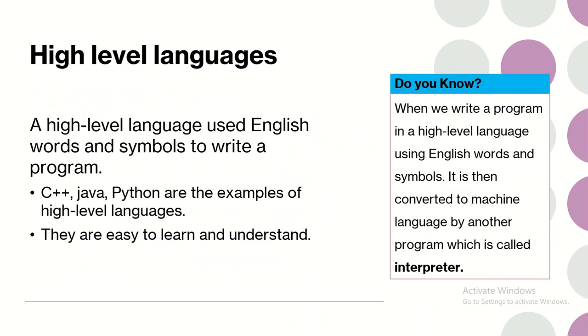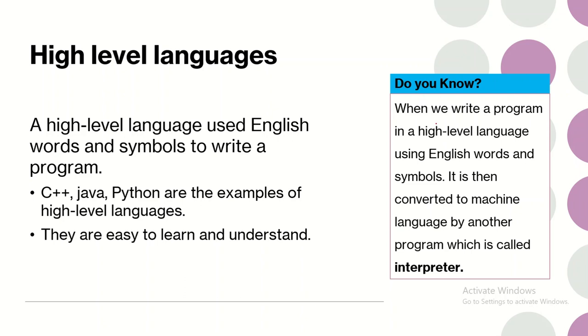Now high level language. A high level language uses English words and symbols to write a program. Here the high level language is easier than the low level language, because in the low level language you have machine language, which is binary code, very difficult to remember, and assembly language, whose mnemonic codes are also very difficult to remember. But in high level language you will use English words, which are very easy to remember and very easy to write. Examples of high level language are C++, Java, Python. They are the best and most famous examples of high level language.